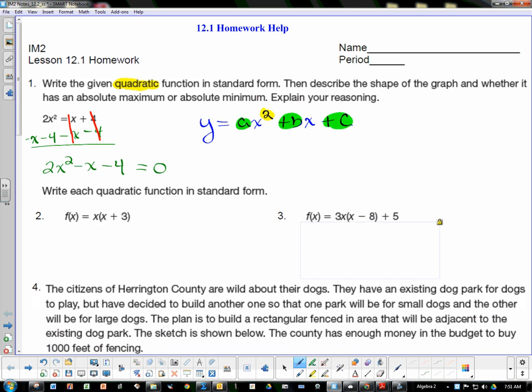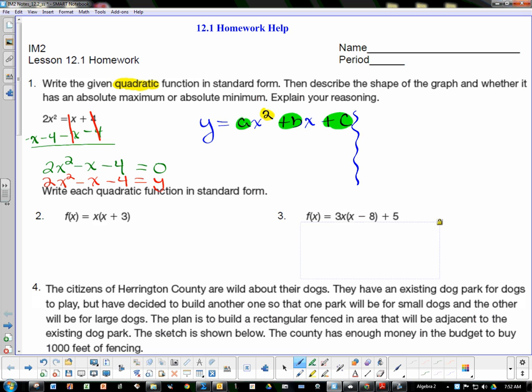Now, if you're going to write this as a function, we don't really want it set equal to 0, so we can just write it as 2x squared minus x minus 4 is equal to y. Or you could do f of x, g of x, whatever you want to name it using function notation. Now, the other option. There is definitely another option.